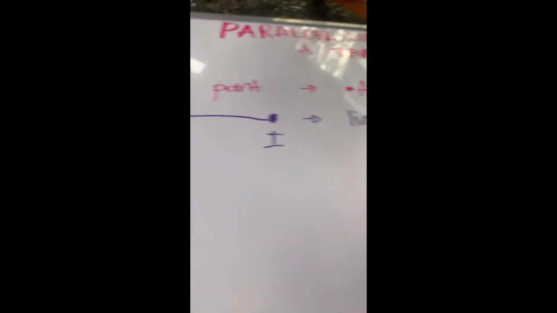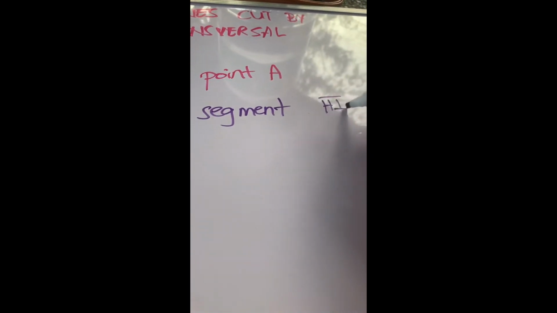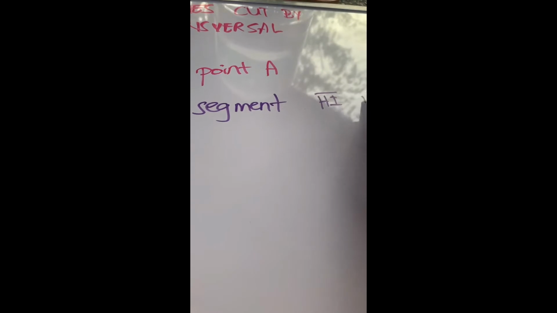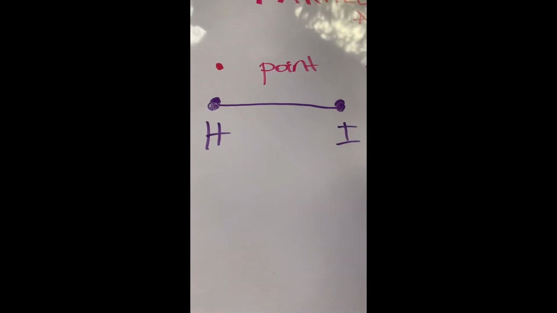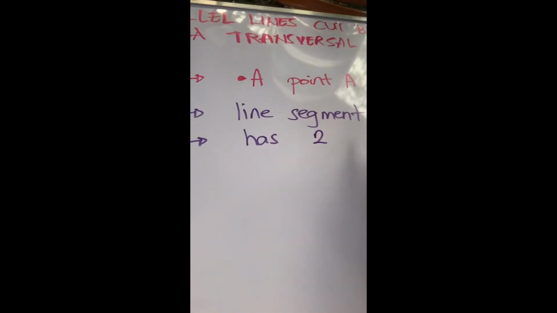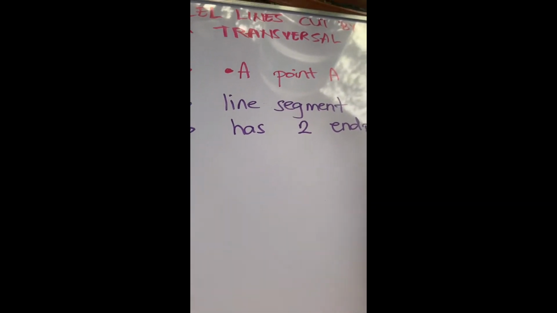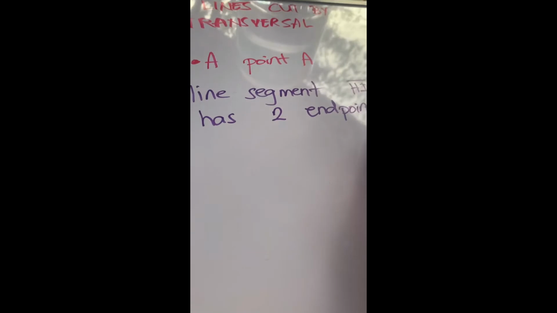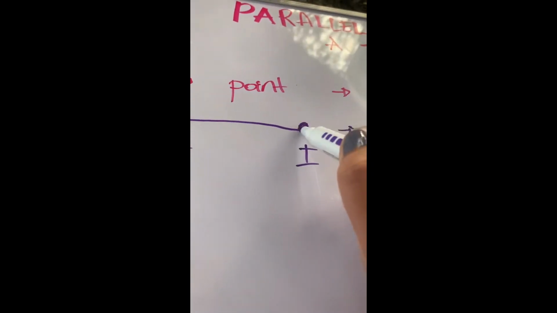And that one is called line. This is the symbol for line segment. Line segment HI. There you go, a line segment. A line segment has 2 endpoints, 2 endpoints from the word itself. Endpoint means that is the last part of this segment.